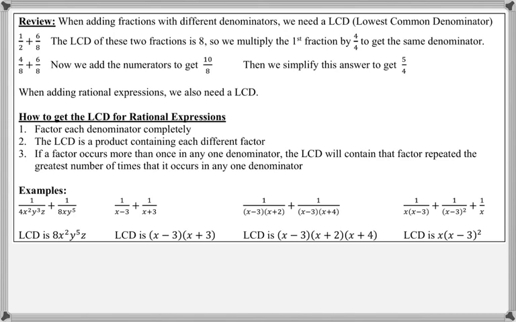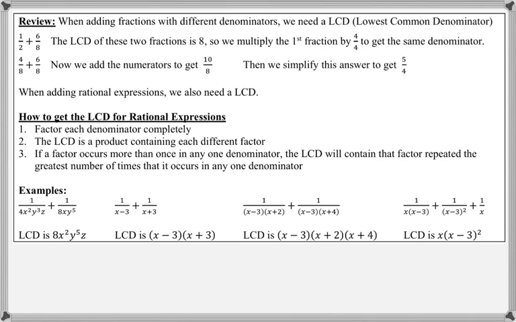So this is kind of the framework for adding and subtracting rational expressions where you need to get an LCD. So the process for getting an LCD, you want to first factor each denominator completely. Then the LCD is a product containing each different factor. And if a factor occurs more than once in any one denominator, the LCD will contain that factor repeated the greatest number of times that it occurs in any one denominator. So let's look at some examples.